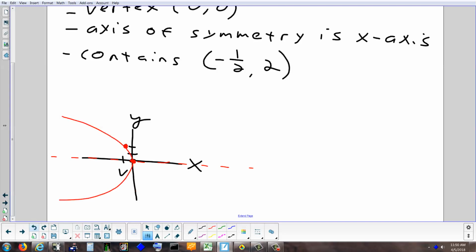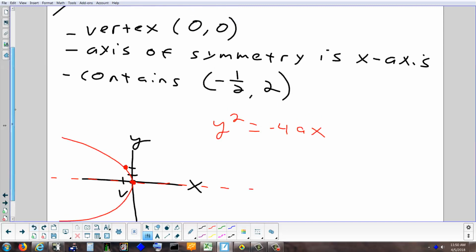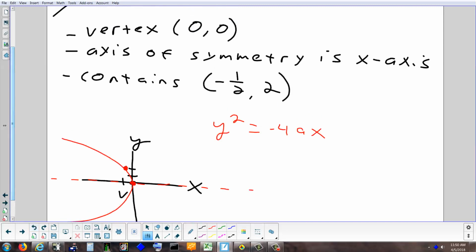What's the equation for a parabola opening left? Y squared equals negative 4ax. Yep. And what letter do I have to fill in for? I have to find A. Did they tell me the focus? No. Did they tell me the directrix? No. Then I have a problem. I'm stuck, because those two things are what I could use to find A.